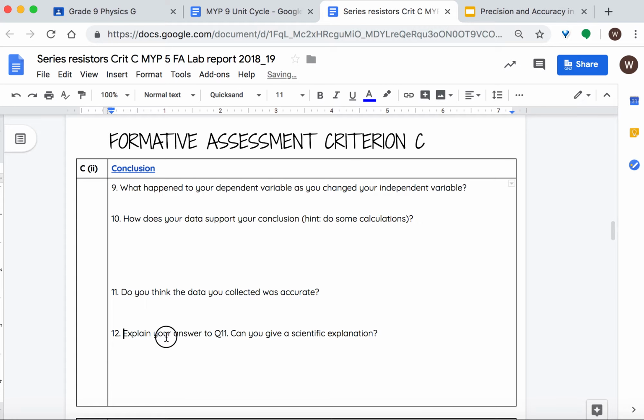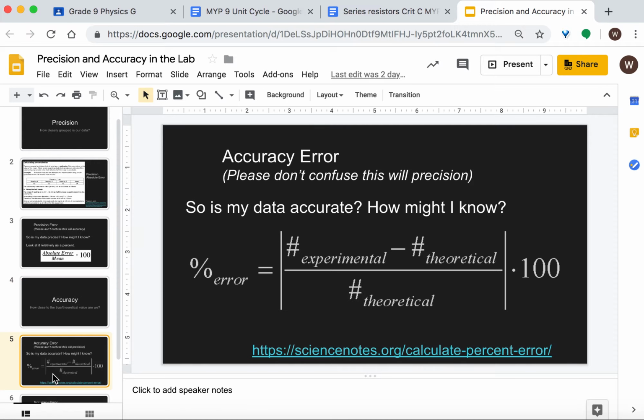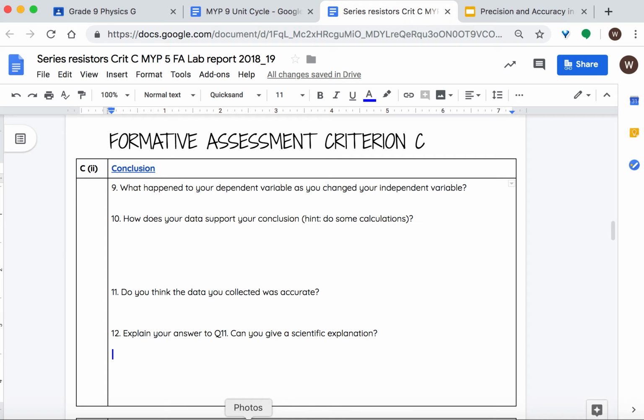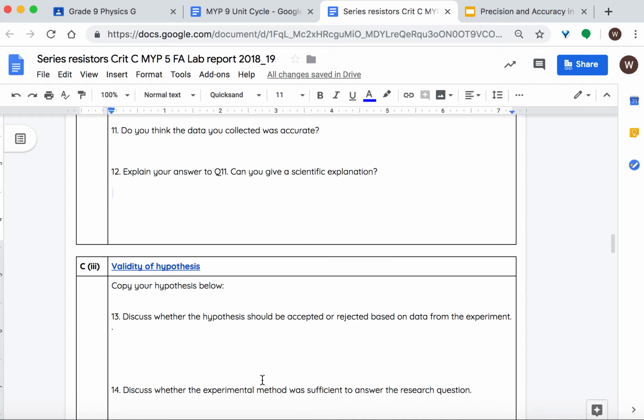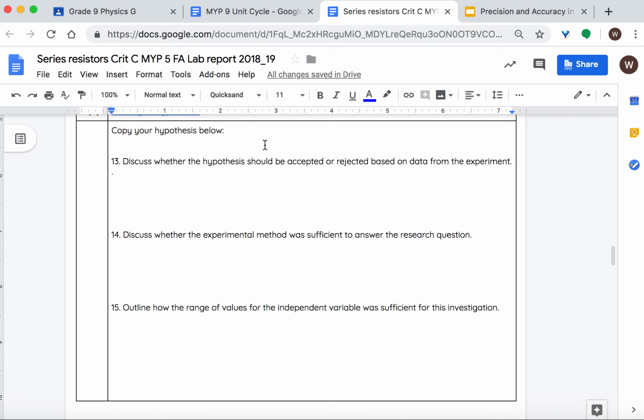Next up, it says, explain your answer to question 11. Can you give a scientific explanation? Well, guess what? You've even done one better. You want to talk about the equations you've used to find out whether it's accurate or not. So you want to put that information here. That's your data.